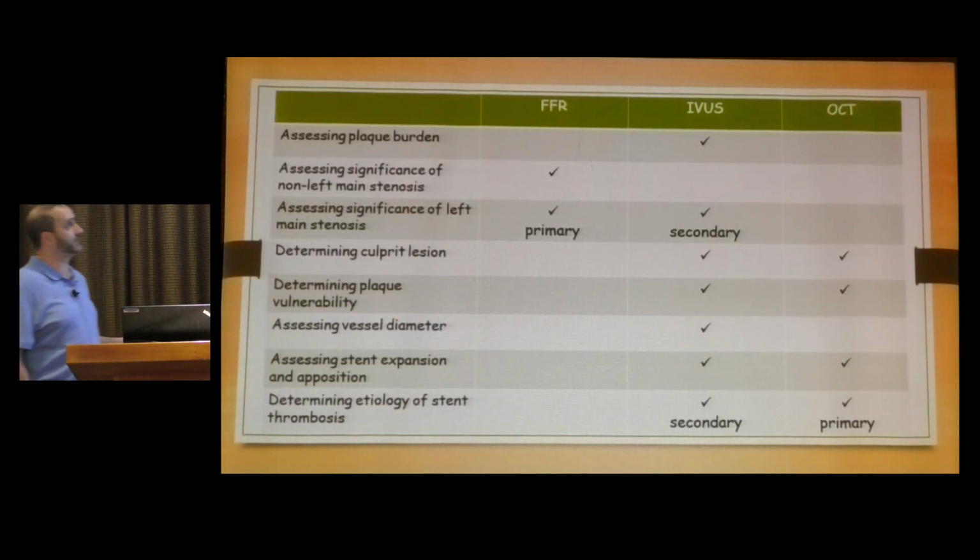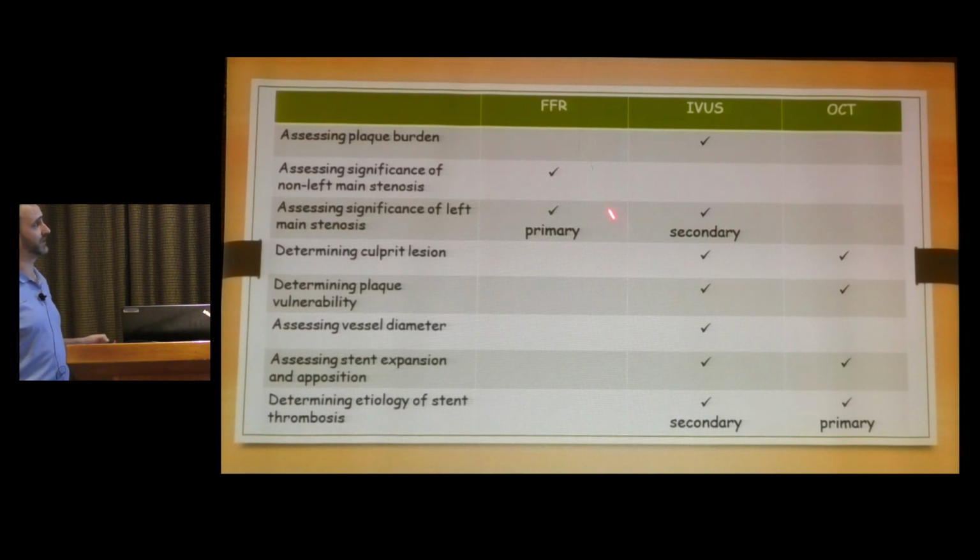Suggestion, where do we use each one of them? IVUS is good to assess plaque burden. If we're going to assess significance of non-left main disease, we use an FFR. If you're going to assess significance of left main disease, the primary modality is going to be an FFR. IVUS can be a secondary one.